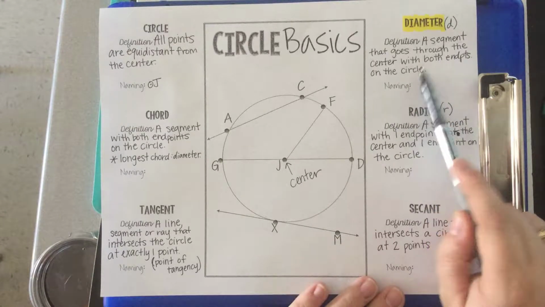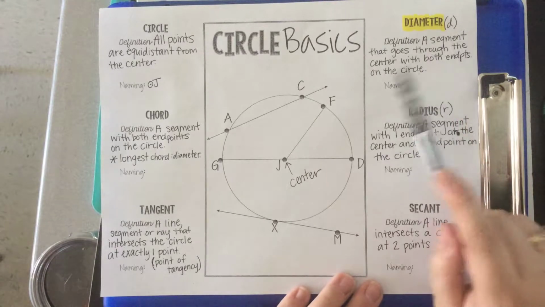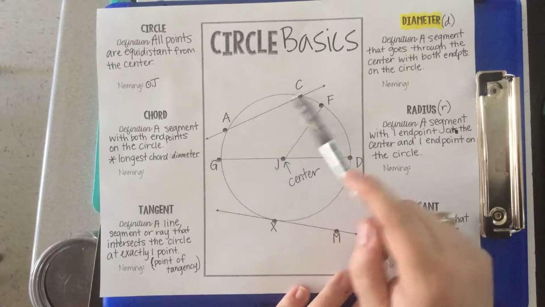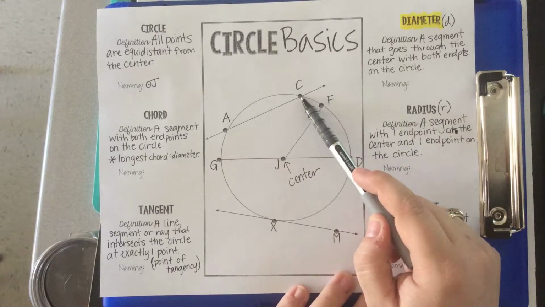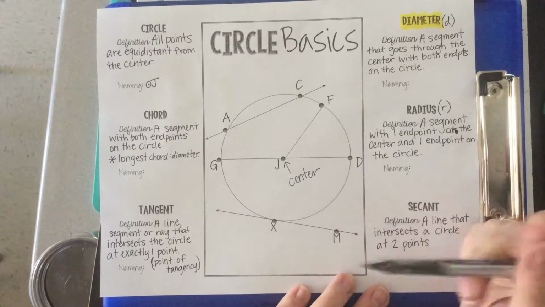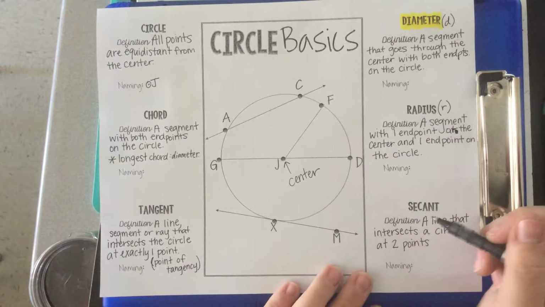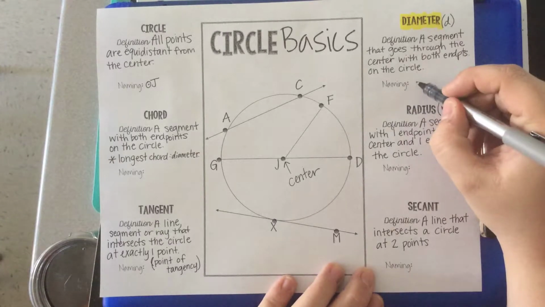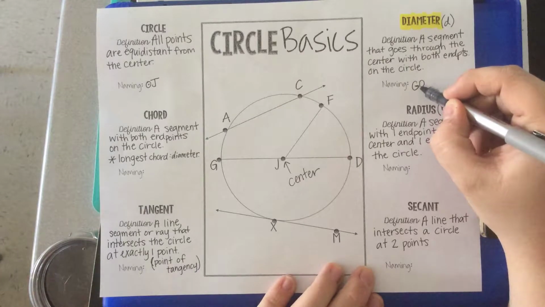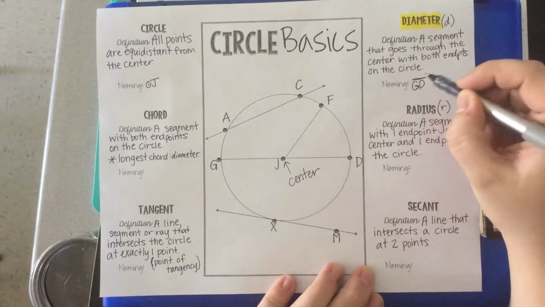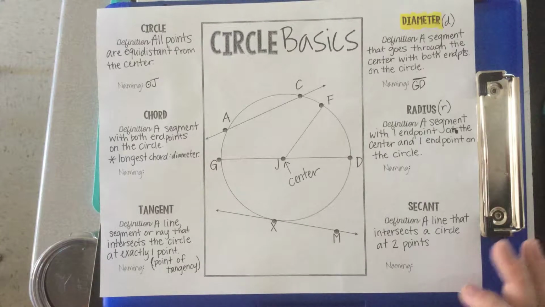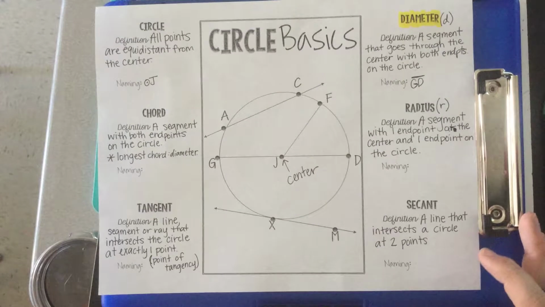Okay, so if we look at the diameter, we are looking for 2 points on the circle that go through the center. If you look, we have AC, which is 2 points on the circle, but it does not go through that center point J, so it cannot be our diameter. So the only segment that can be our diameter is from point G to point D. Okay, now remember, if we name a segment, we have to use that line across the top that has no arrows.